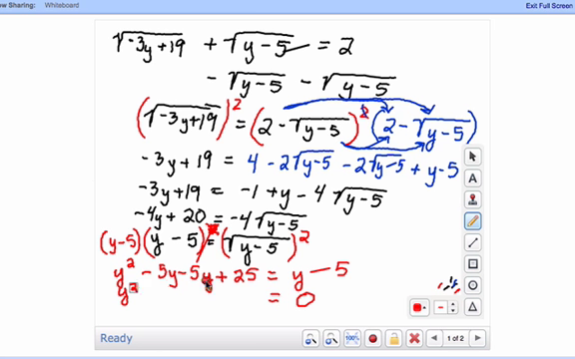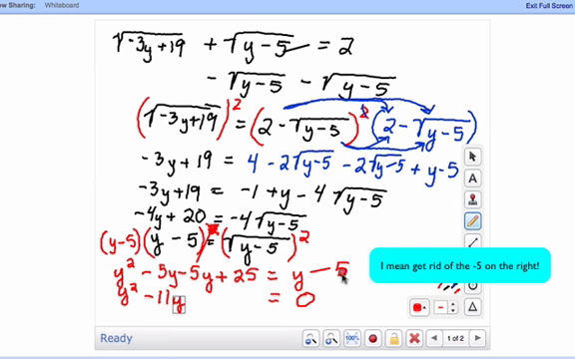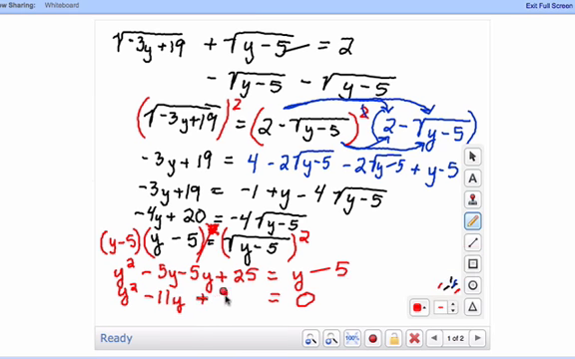We have negative 5y and a negative 5y. And we're going to want to subtract one more y. Okay, so that's negative 11y. And then we have 25, and we want to get rid of this minus 5 over here, so we're going to add 5 to both sides, and that gives you 30 over here. Okay, and then now you just need to factor this.